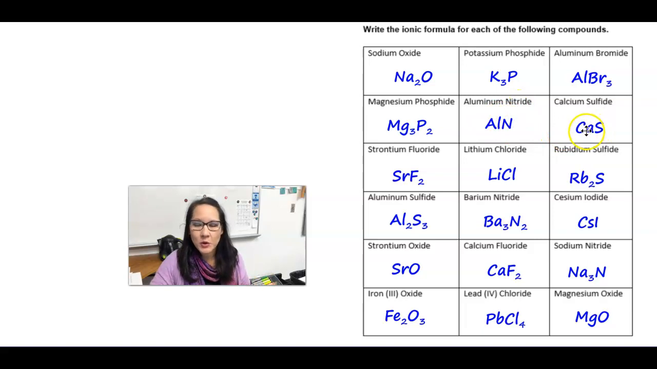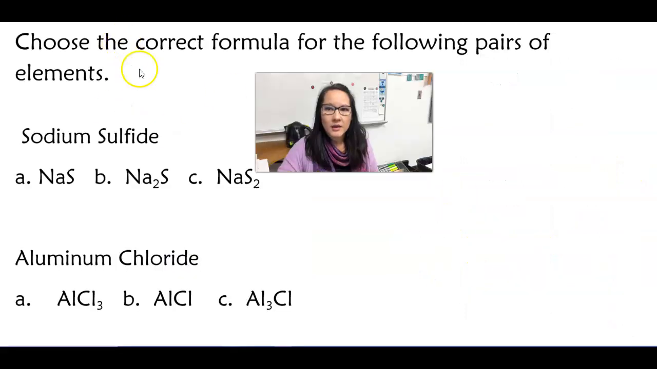Same thing with calcium sulfide, they had +2, -2, canceled, only need 1 of each. Strontium fluoride, +2, -1 means I need 1 strontium, 2 fluorides. Lithium chloride, equal and opposite, only need 1 of each. I needed for rubidium sulfide, 2 rubidiums, 1 sulfide to balance the charges. And then you can see the rest of them. Now choose the correct formula for the following pairs of elements.